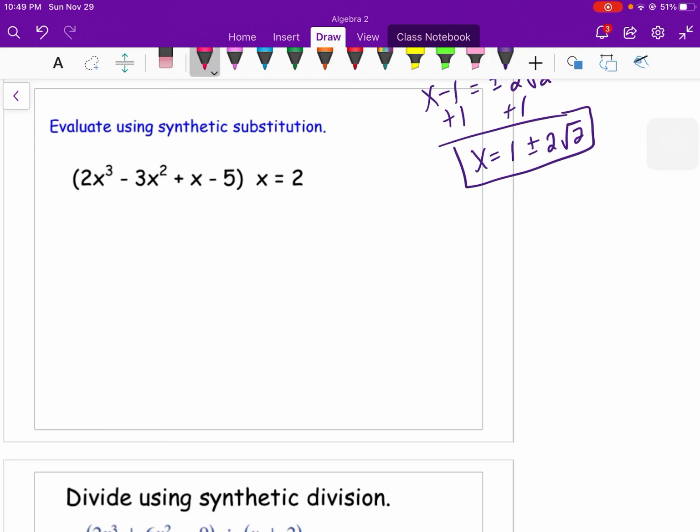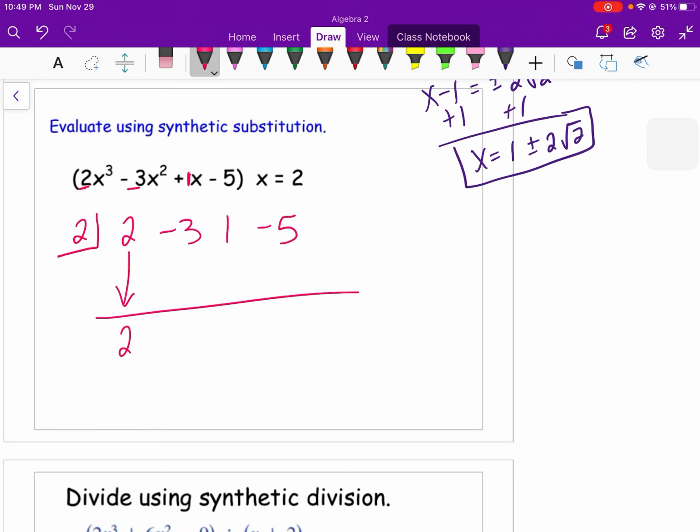Synthetic substitution is when you take the coefficients in order, so you plug in the 2 and then you do 2, negative 3, 1, negative 5. Just make sure that you have a spot for every coefficient. So if I was missing, say this term was missing, I would add a 0 in the x squared spot. Or if the 5 was missing, I'd add a 0 at the end. So you need a placeholder for every spot from highest exponent down to the constant. So 2, negative 3, 1, negative 5.